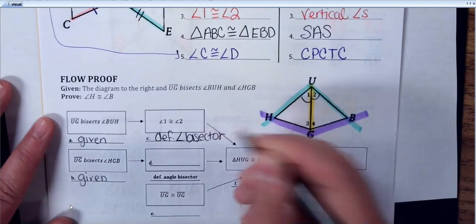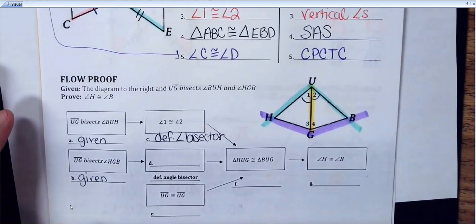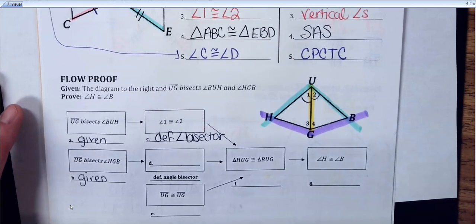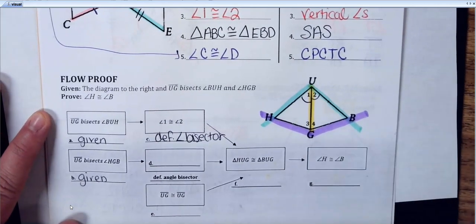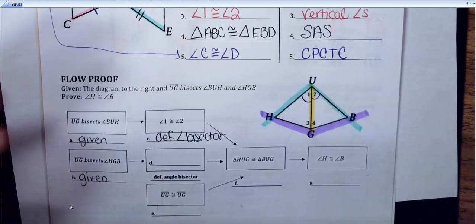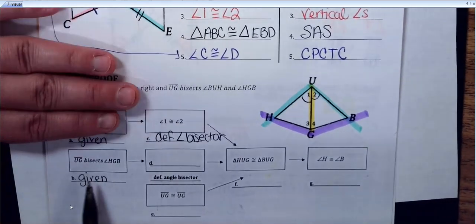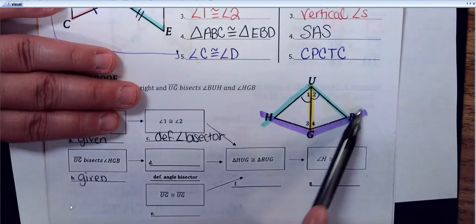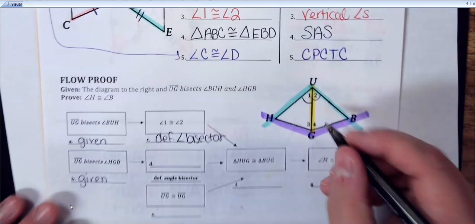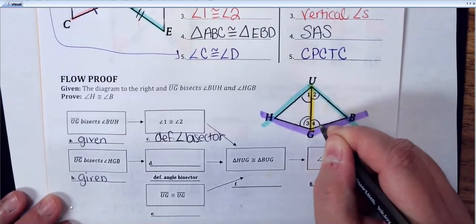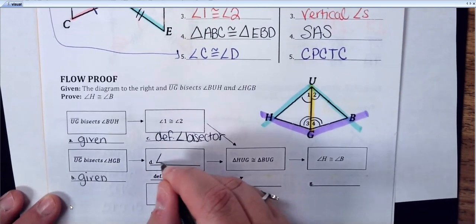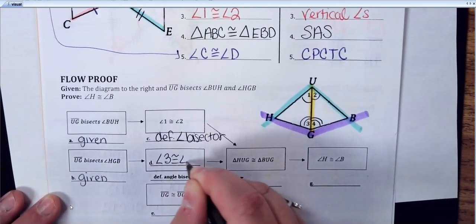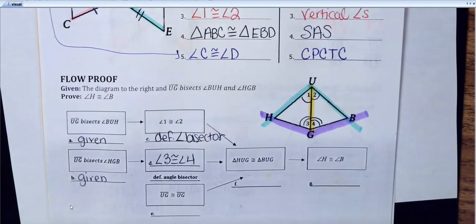So in the flow proof, what's in the box is basically what you would have as your statement in a 2-column proof, and what's underneath would be what you would have as your justification. Now, basically a similar statement here, but it says UG bisects HGB. This is the one that I have in purple. So if I'm going to cut that angle into 2 equal angles, that's going to match up with angle 3 and angle 4 in the diagram. So I'm going to put angle 3 congruent to angle 4, and the justification there's already been filled in for us. Same thing we wrote above. It's just a different set of angles, but it's definition of angle bisector.